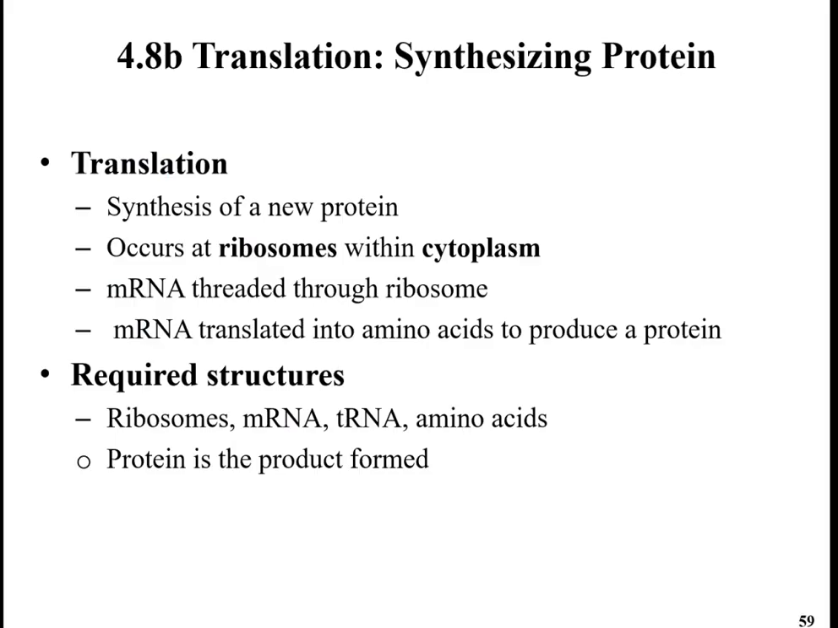Next, we're going to talk about translation. This is the synthesis of a new protein, and it occurs at the ribosomes, which are in the cytoplasm. mRNA is threaded through the ribosome. The ribosome acts as kind of like a table. mRNA is then translated into amino acids to produce a protein. This requires ribosomes, mRNA, tRNA, and amino acids.